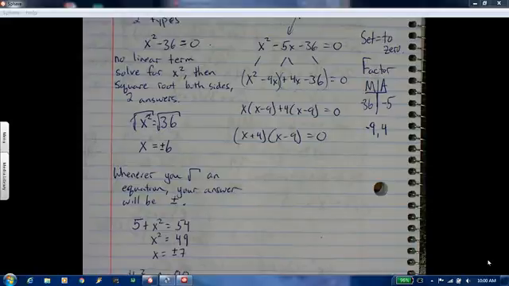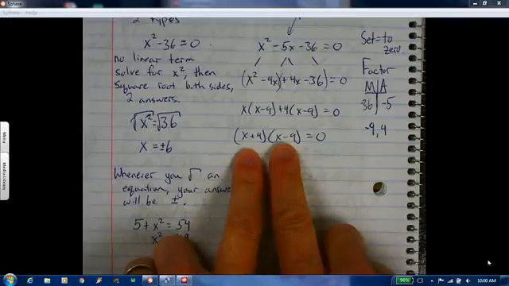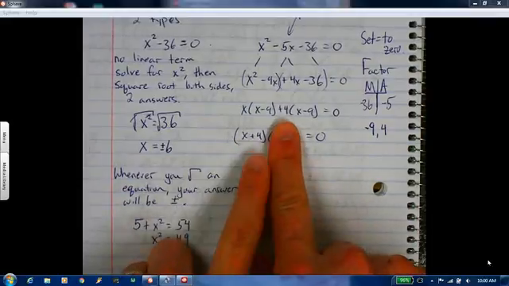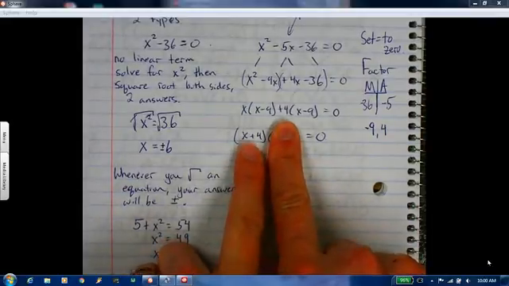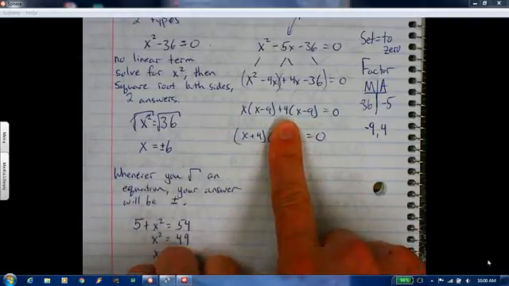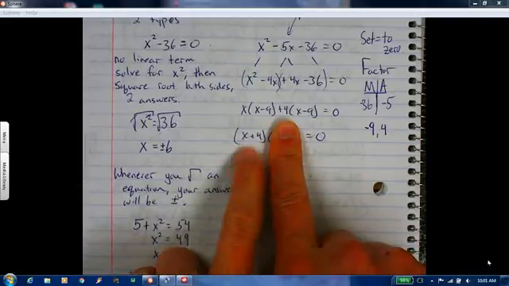That equals 0. So one of them has to be 0. Okay? So these are the 2 factors right here. So if I multiply this parenthesis times this parenthesis, it's equaling 0. That means either this has to be 0 or that has to be 0. So what are my two options? What makes that 0? What number plus 4 equals 0? What number minus 9 equals 0?